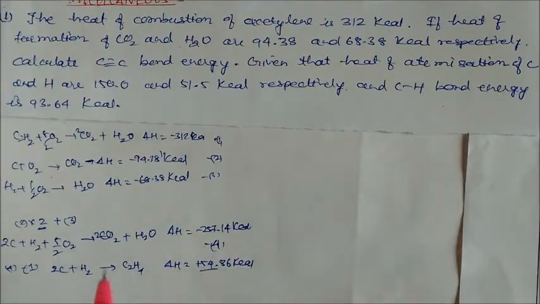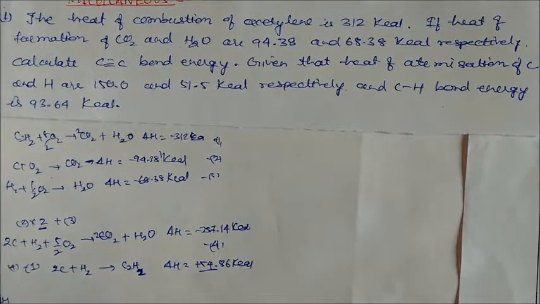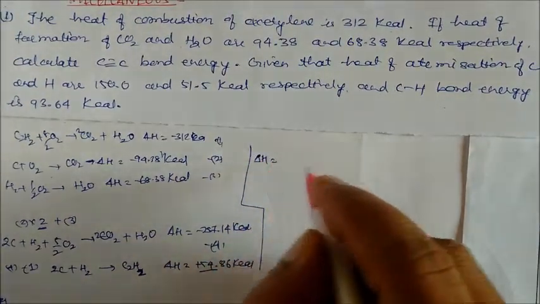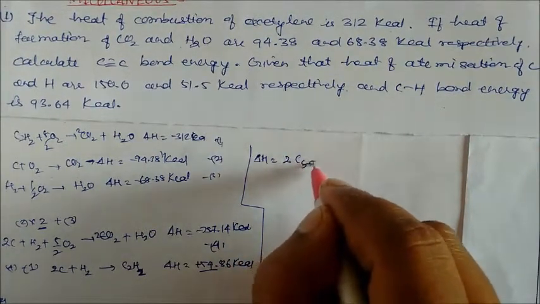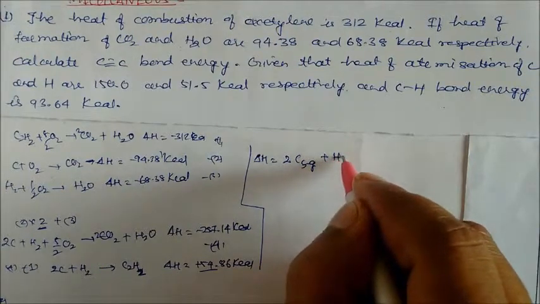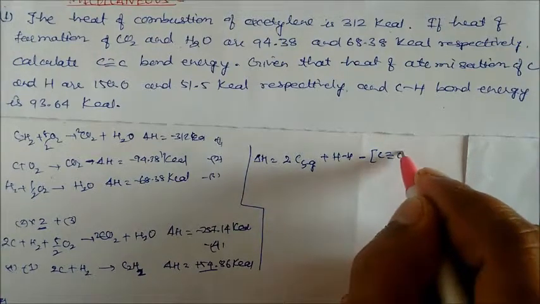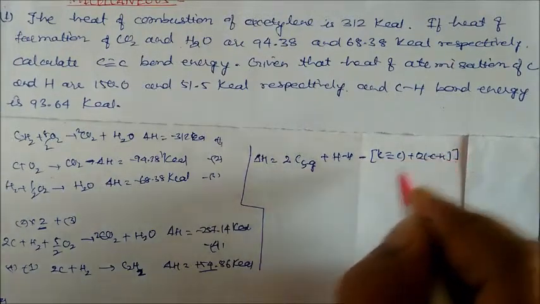So we want this one, the C triple bond C energy. So we have to find the C triple bond energy in C2H2, acetylene. Again, for delta H, how do we find the bond energy? I am writing this on the side. Here delta H will be 2 into carbon converting from solid to gas form, plus hydrogen enthalpy, and then minus the carbon triple bond, and then add 2 into the C-H bond. So this is for acetylene.